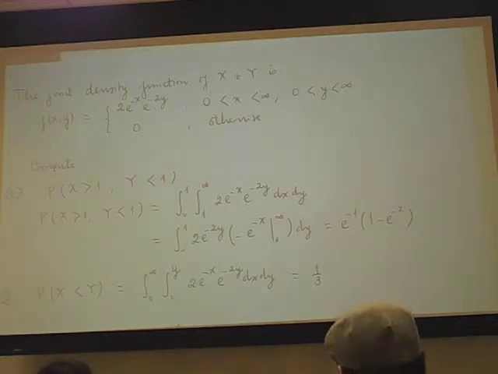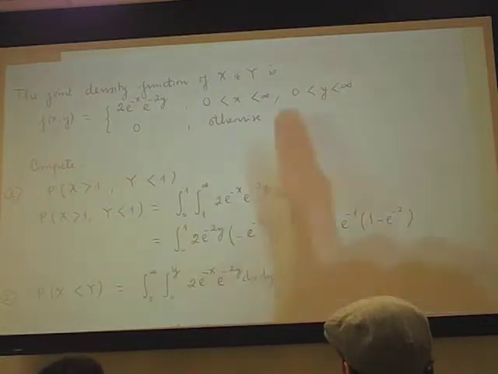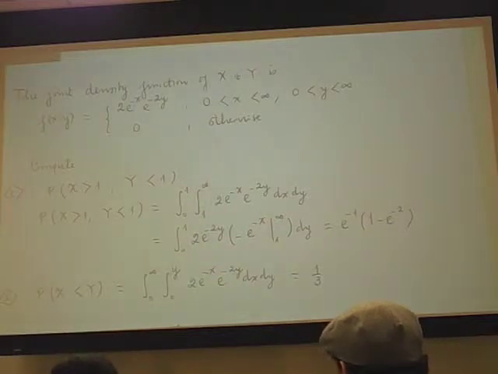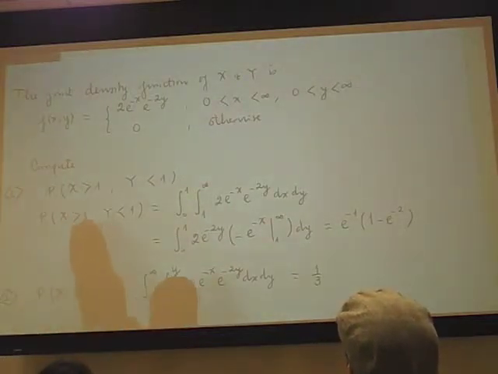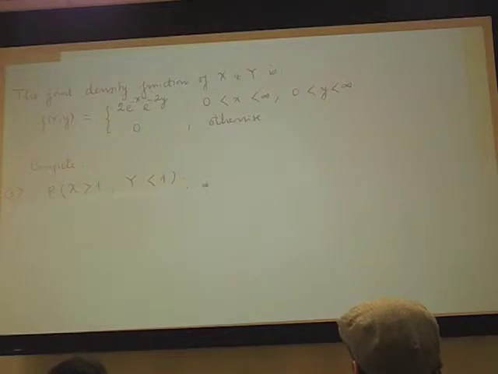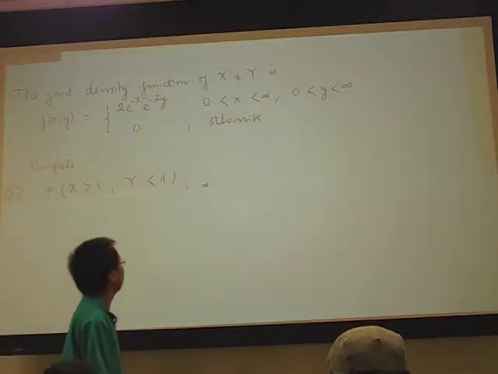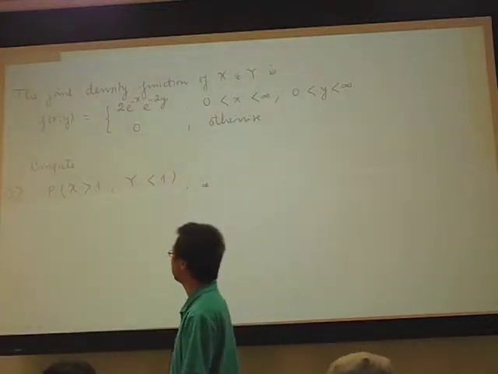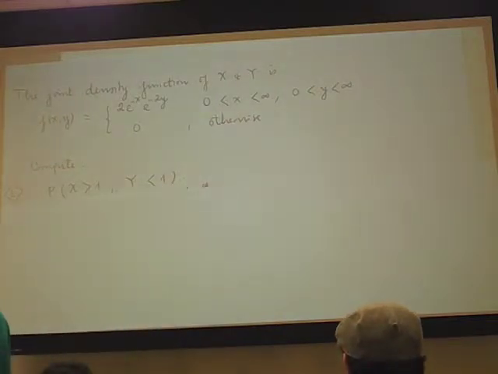All right. Now, the joint density function right here is given like that. In the first part again, I want you to compute the probability of x bigger than 1 and y less than 1. What does that mean? Just think about it right here. How do I compute the probability of x bigger than 1 and y is less than 1?